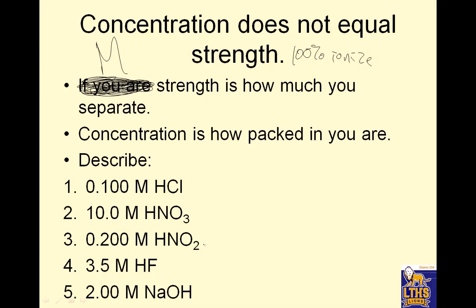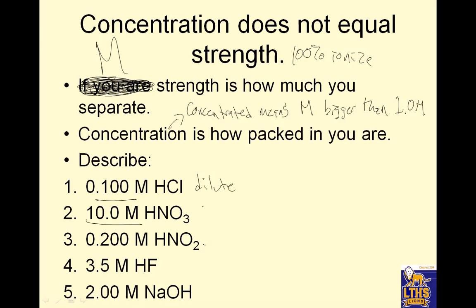So remember, the word concentrated means molarity bigger than 1. And this is something that we just go with. So notice this. 0.1 molar is dilute. 10 molar is concentrated. 0.2 molar is dilute. Why is it dilute? Less than 1. 3.5 molar is concentrated. Why? More than 1. 2 molar NaOH is concentrated. Why? More than 1.